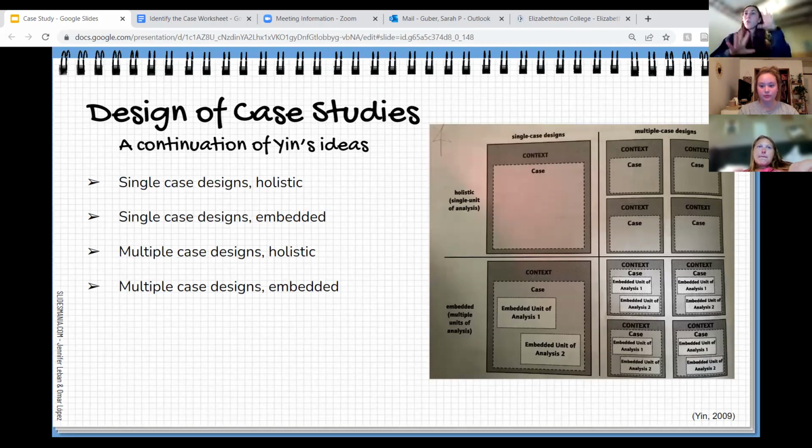So there's kind of 4 different classifications which are depicted in this graph. So you can have a single case design, which is holistic, a single case design, which is embedded, a multiple case design, which is holistic, and a multiple case design, which is embedded. And I will explain what those mean in 1 second. So take a moment to look at this diagram and then I'll break it down for you.